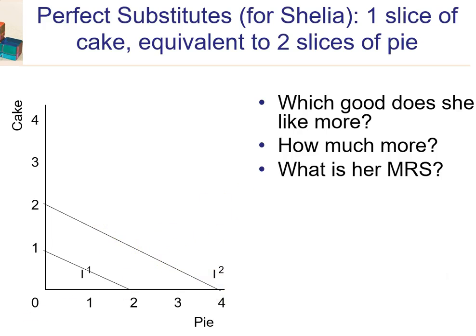These are both examples of perfect substitutes: the gasoline example, 1 for 1, and this dessert example for Sheila, where 1 slice of cake is equivalent to 2 slices of pie. Note the straight lines in both cases for indifference curves.